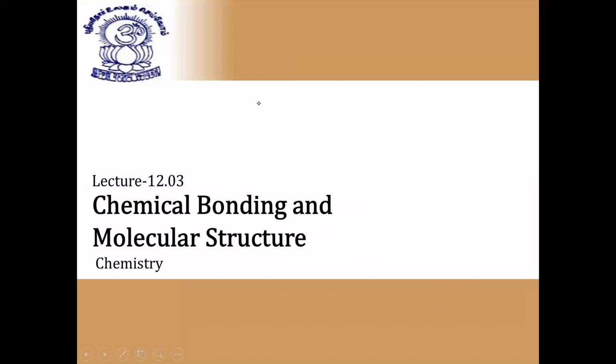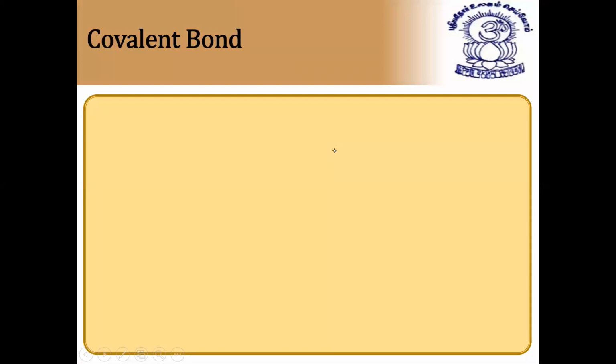I hope it is clear now. In the first lecture we covered ionic compounds completely, how an ionic bond is formed, the different topics in ionic compounds, and how they ask them in the examination. Now we are going to discuss the second concept, that is called covalent bond. So we are going to start covalent bond now.